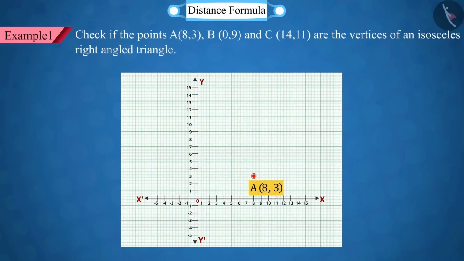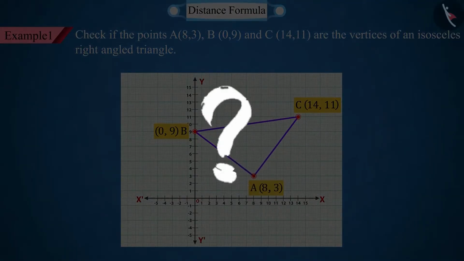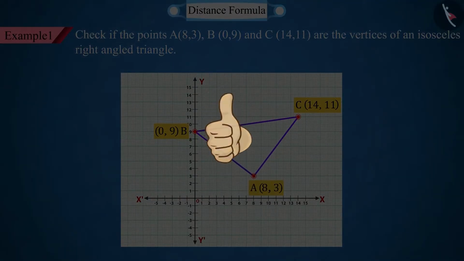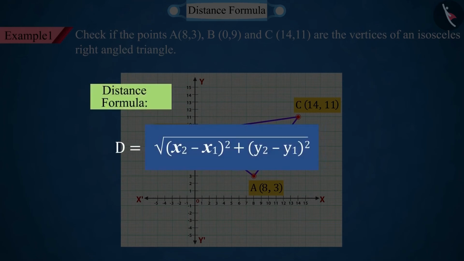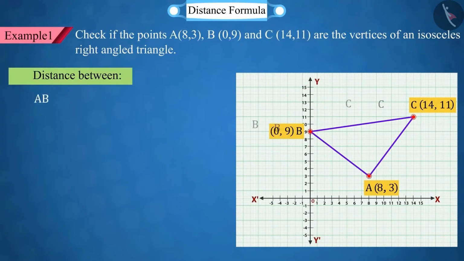Check if the points A (8, 3), B (0, 9) and C (14, 11) are the vertices of an isosceles right-angled triangle. Can you tell us what we need to do? Good. For this, we use the distance formula. Let's find the distances between AB, BC and CA.